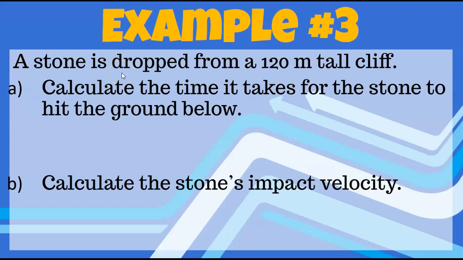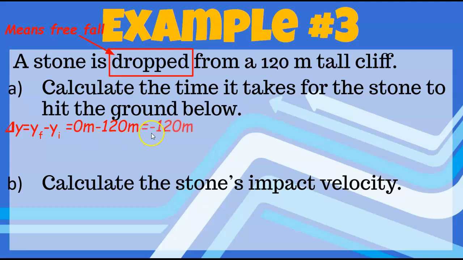Here I have a stone that is dropped from 20 meters. We're going to calculate the time it takes for the stone to hit the ground, and then we're going to calculate the velocity of its impact. So again, when a problem says dropped, that means it is falling, it's free fall. We know that we're looking for delta y, and our final position, y final, is 0. Okay, we know that 120 meters is from where it's dropped from. So therefore the change in position is negative 120 meters.